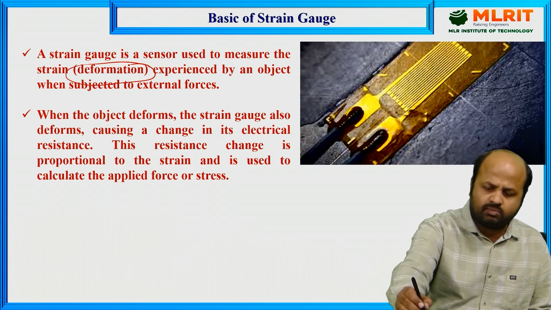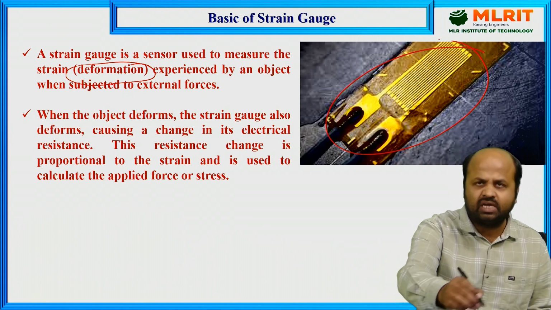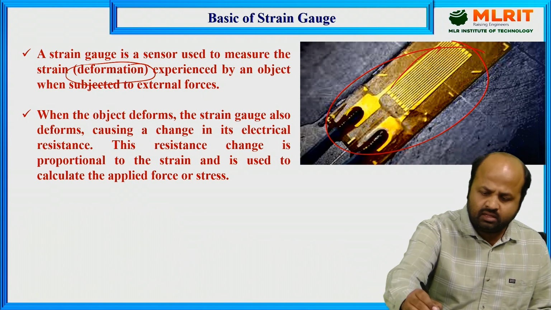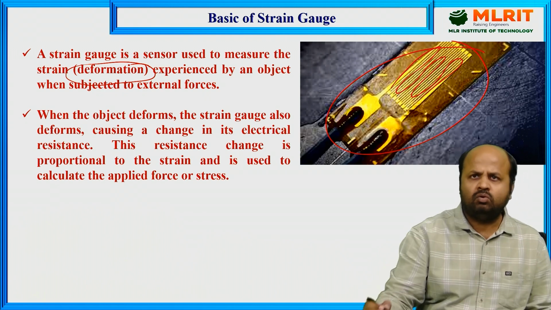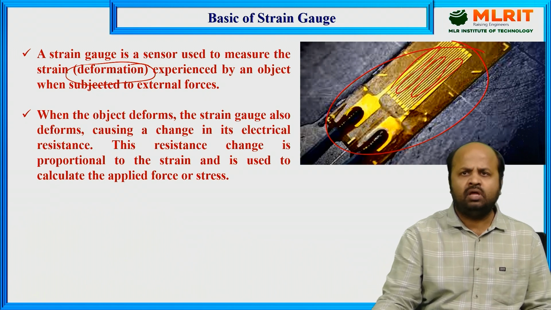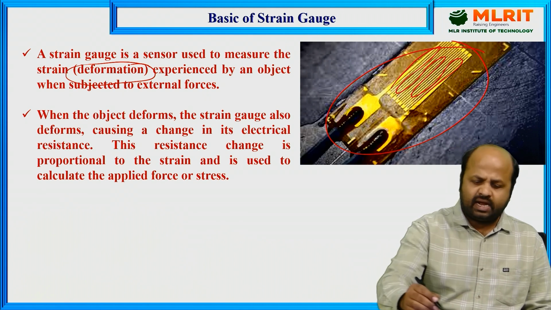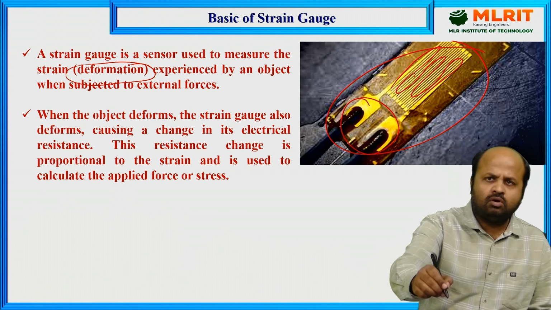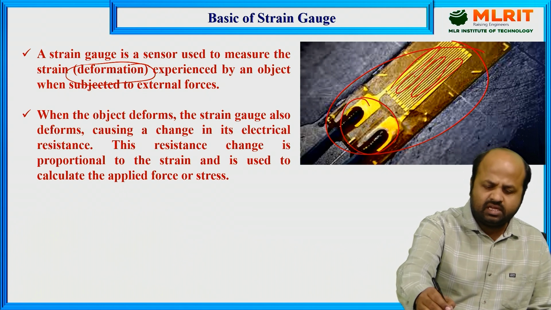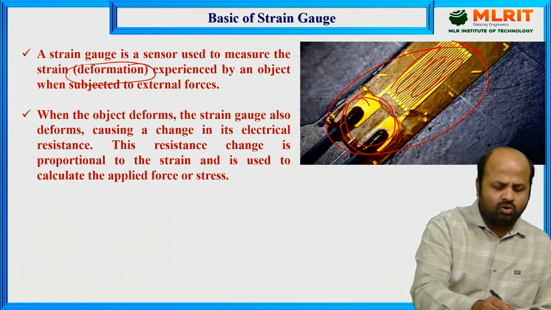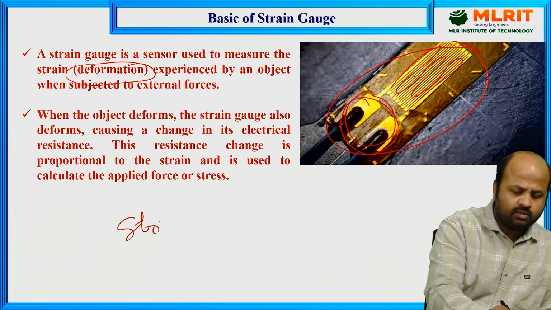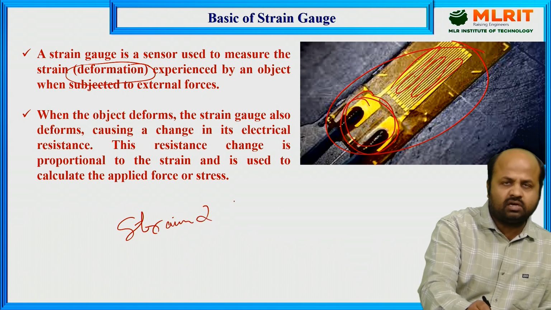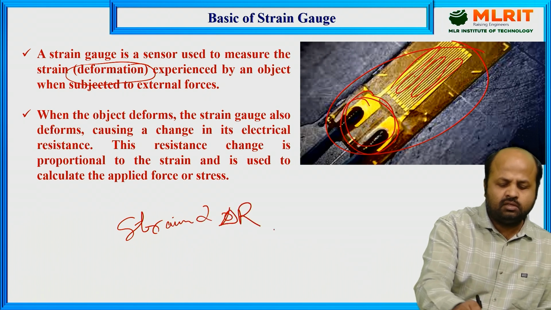So this is the commercial picture of a strain gauge. We can see that some wiring arrangement is there. It is usually made up of highly elastic wires and it has two terminals. Wherever some force or strain is there, there is a change in resistance. So here the strain is proportionally converted to change in resistance.